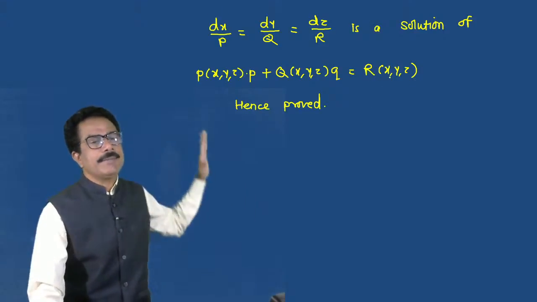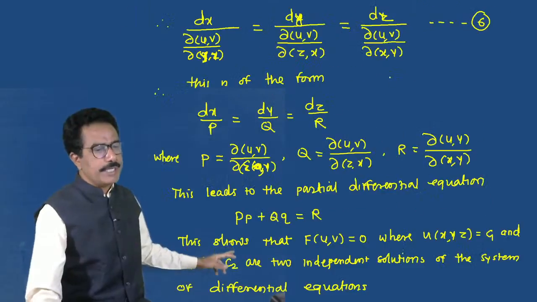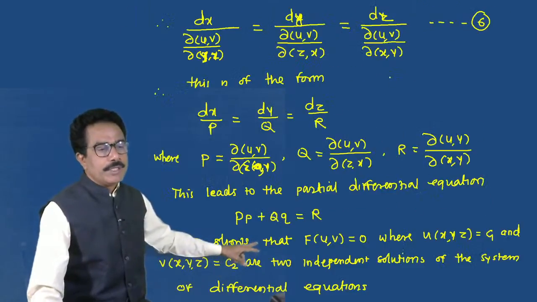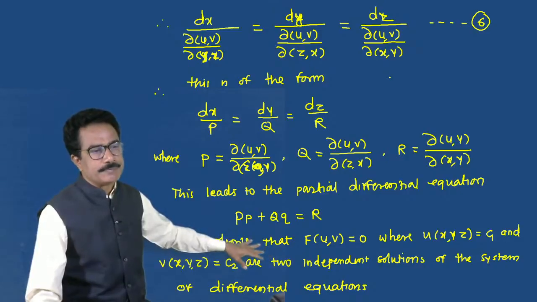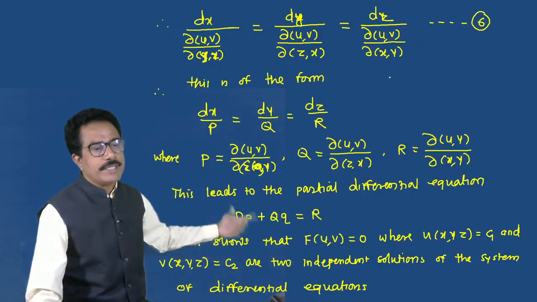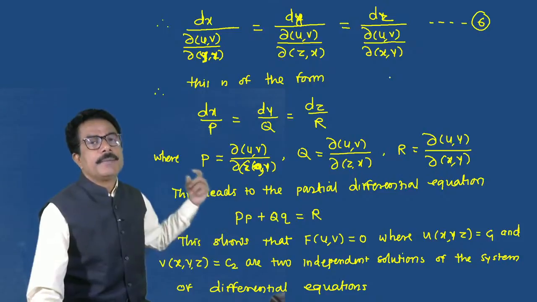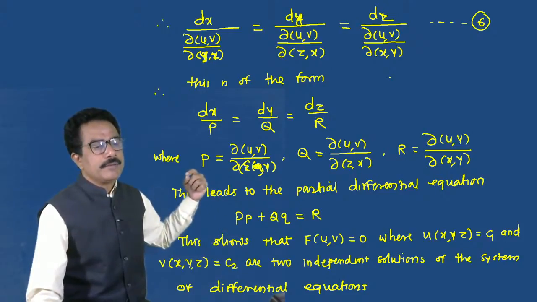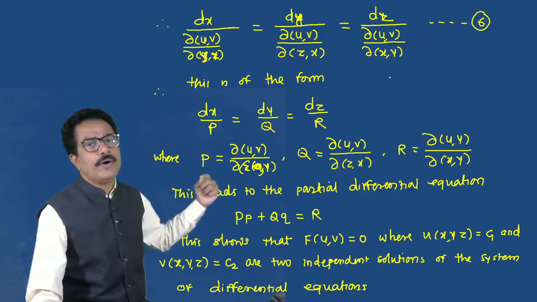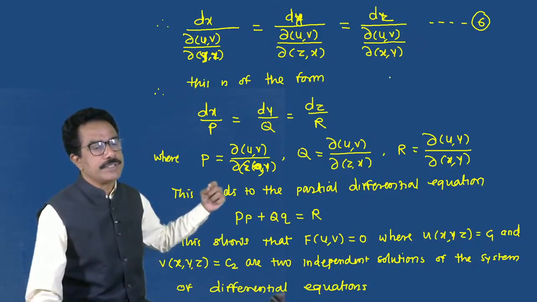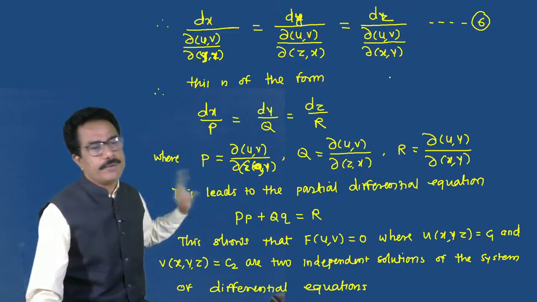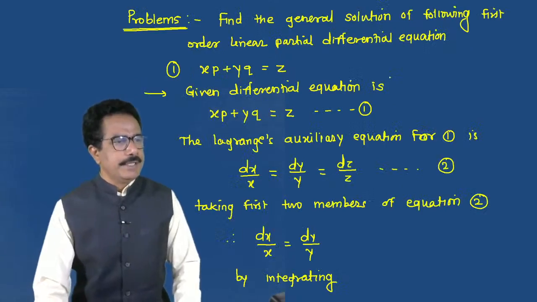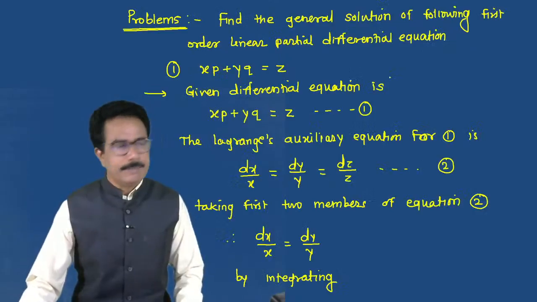Okay, this is how the theorem is to be proved. That means we have to show this is the solution. We have to prove f(u,v) = 0 is the solution of the differential equation P(x,y,z) p + Q(x,y,z) q = R. But we can write the differential equation solution in this way. Okay, fine.